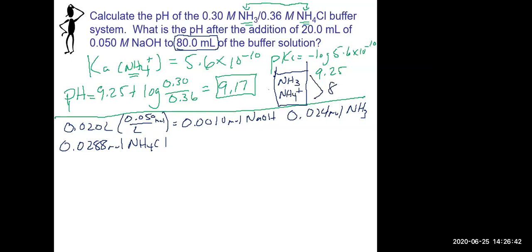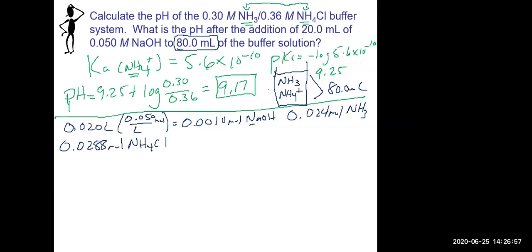And the total volume is 80 milliliters. So the 80 milliliters in terms of volume works for both parts of the buffer because obviously they need to be in the same container to begin with. So at this point, we're ready to do a reaction.